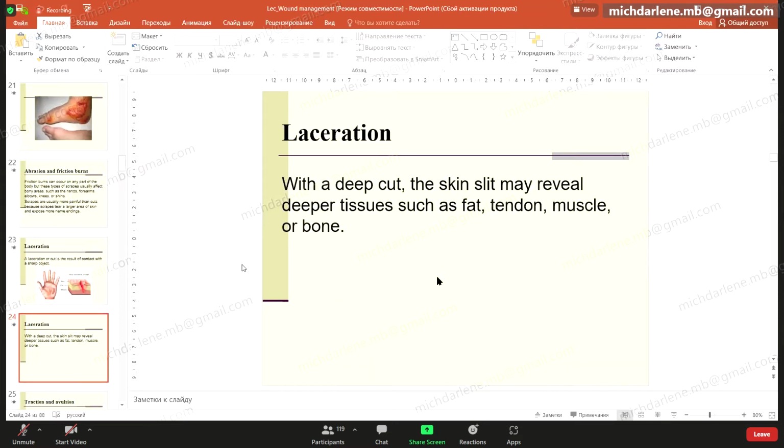Another situation is when it's deeper than abrasion kinds of wounds, and sometimes we can see damage to the tendons, muscles, or bones.